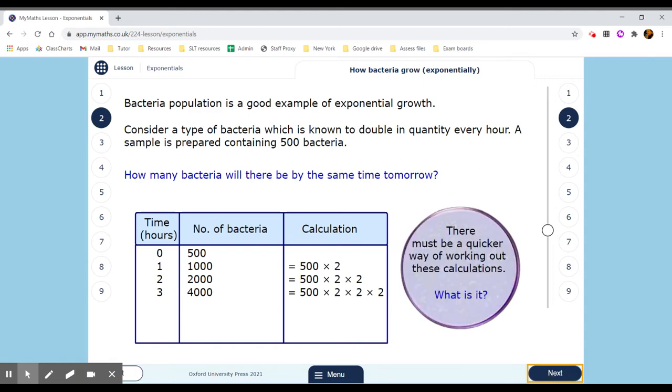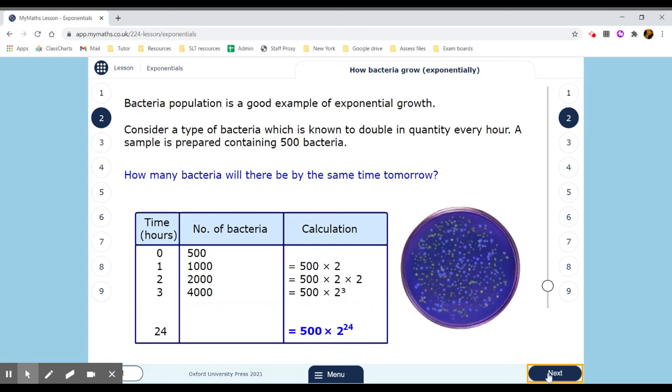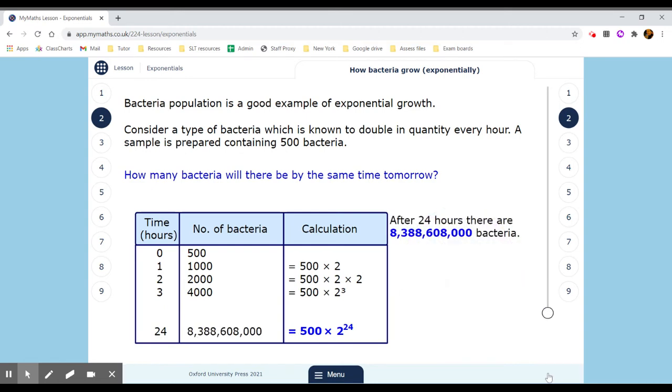There's a quicker way, though, of working that out. Hopefully you can spot that you can simplify the times 2 bit to 2 to the power of how many 2's there are. Therefore, to calculate the number of bacteria in 24 hours' time, that's going to be 500 times 2 times 2 times 2, 24 times, which can be better written as 500 times 2 to the power of 24, which is going to be a massive number. So you can see when something just doubles, at a rate of doubling, it's going to have a massive impact.